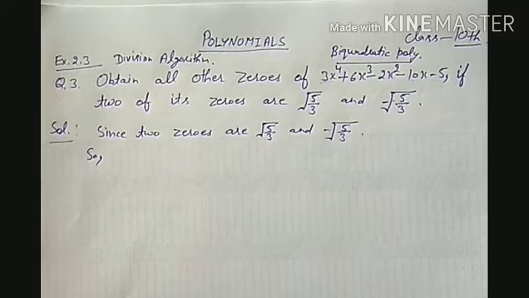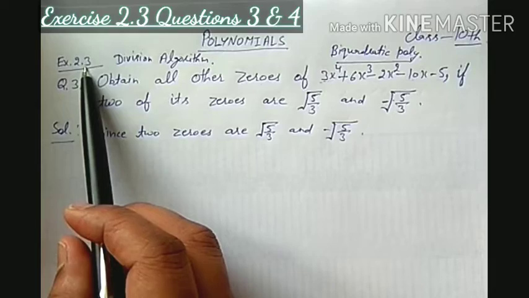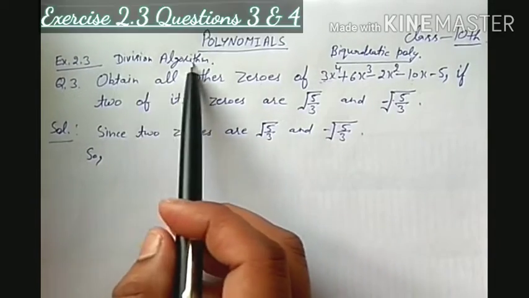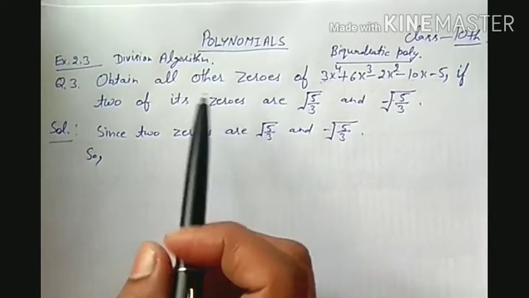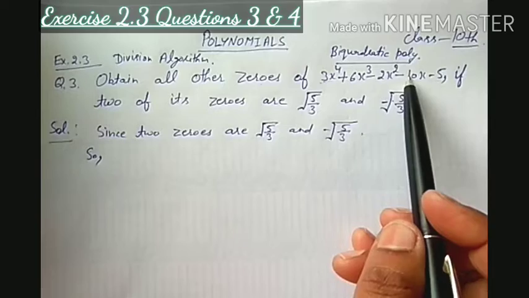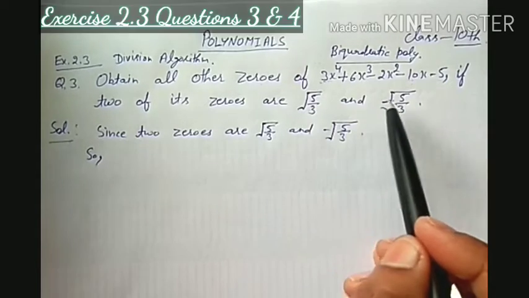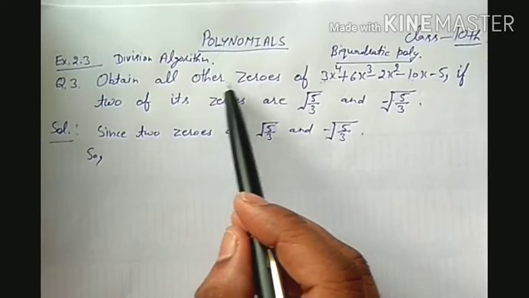Today we are going to solve one problem of exercise 2.3 of class 10th that is based on division algorithm for polynomials. The problem is, this is the given polynomial. Its two zeros are given, first and second, and we have to find the remaining other zeros.